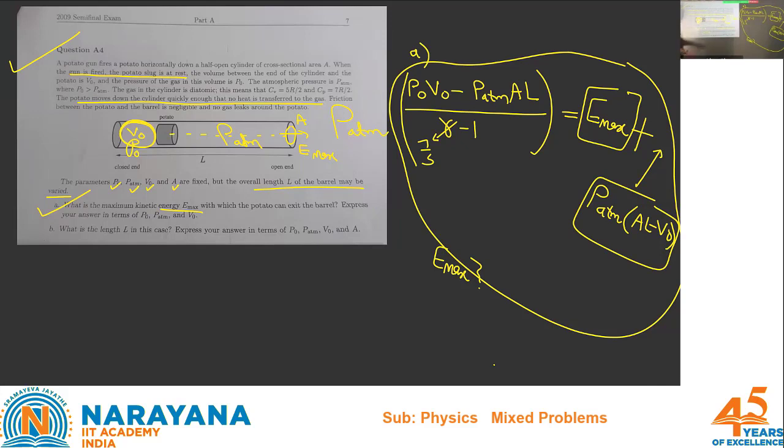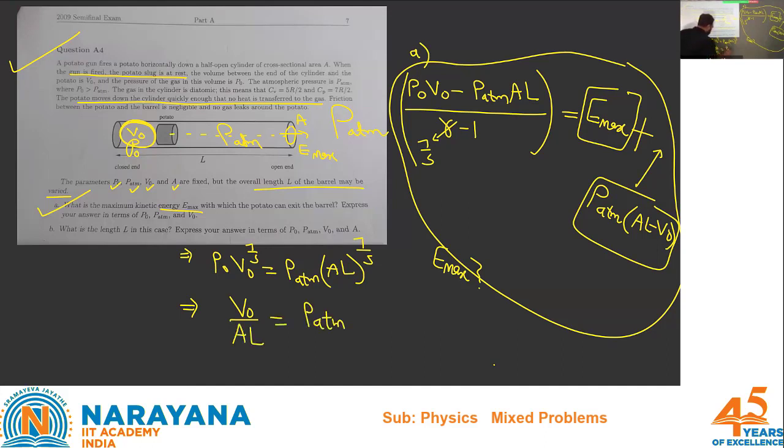So let me write one equation of PV raised to the power gamma, so I think it works. P naught into V naught raised to the power gamma, where gamma is 7/5, is equal to P atm into final volume, and final volume is AL raised to the power 7/5. So I can replace this term V naught by AL into P atm upon P naught raised to the power 5/7. That is my equation number 1.